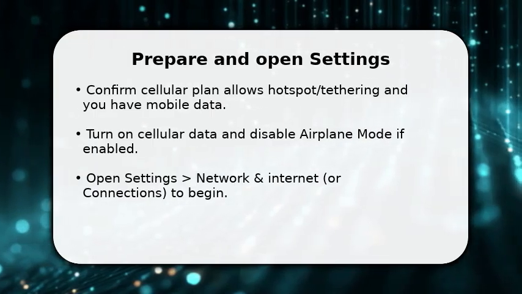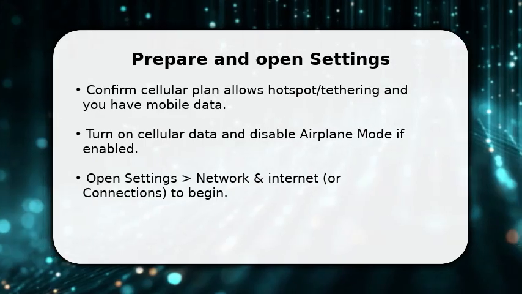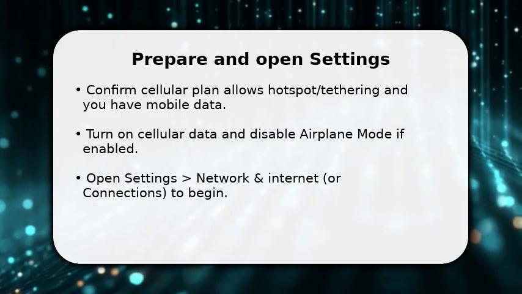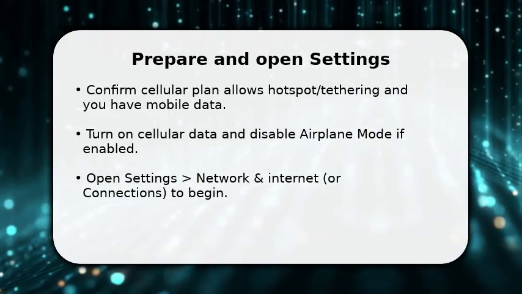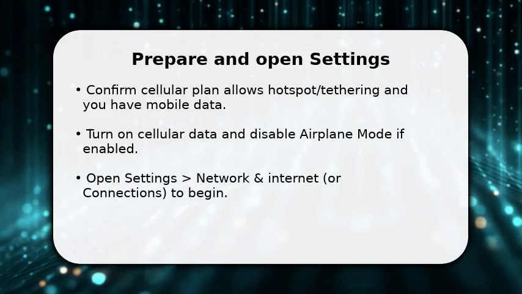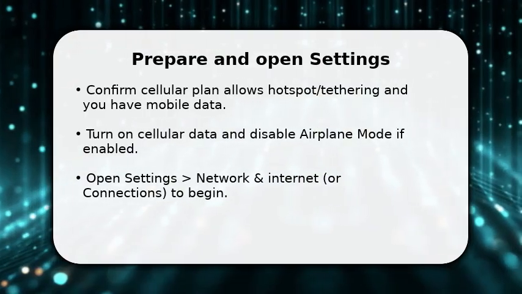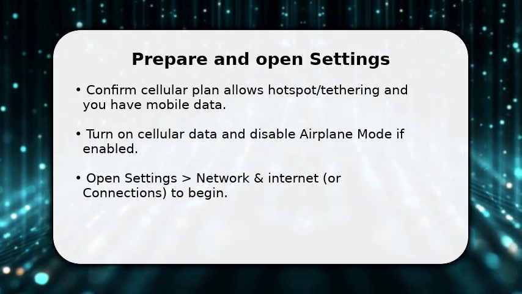Now open Settings, then tap Network and Internet or Connections, depending on your Android skin, to reach tethering options. Doing this first gets you straight to the controls without redundant steps, so you can create a hotspot quickly and avoid accidental data blocks from power-saving features.